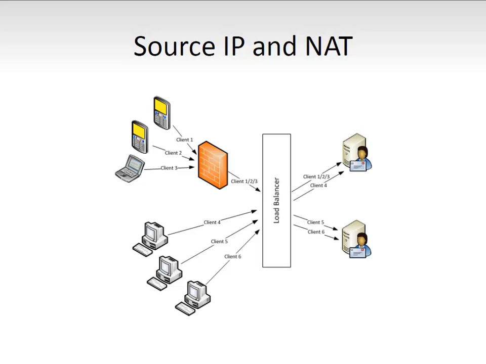If that connection is coming through a NAT device, such as a firewall, then the load balancer will view all of those connections as basically being the same client. So as we can see here, even though we've got 3 different clients coming through our firewall, the load balancer treats them as just one client and sends all their connections to one client access server.